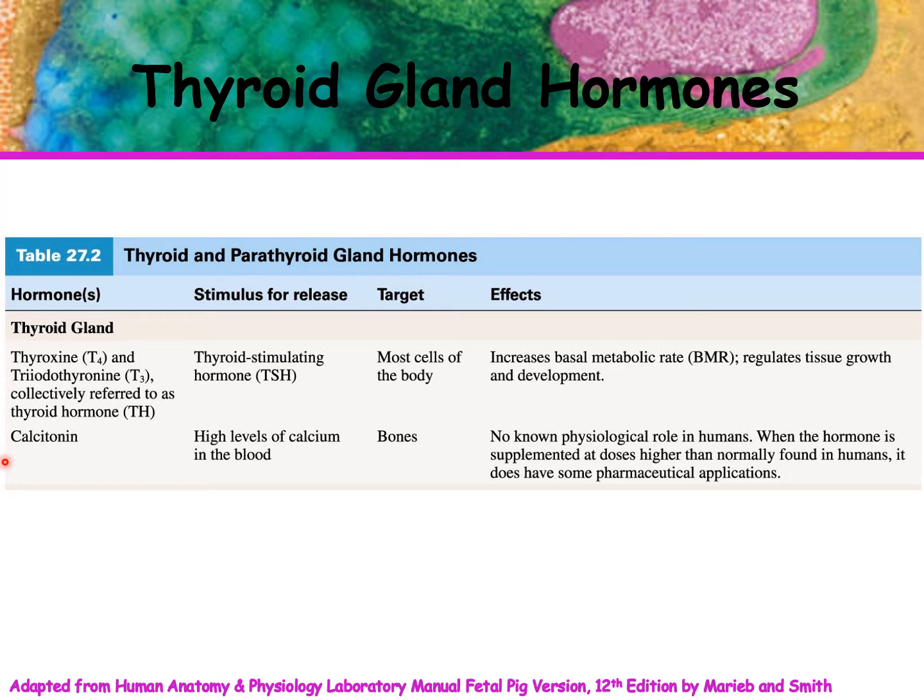Calcitonin works by working directly on bone, and when it works directly on bone, it stimulates osteoclast activity. Osteoclasts break bone down, and in doing so, they will release calcium into the bloodstream.